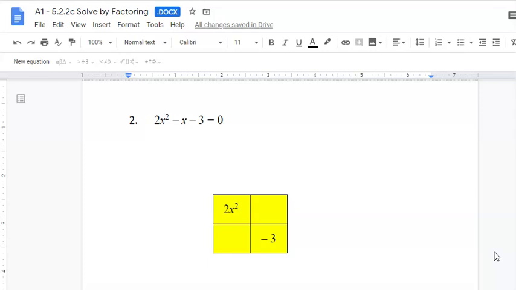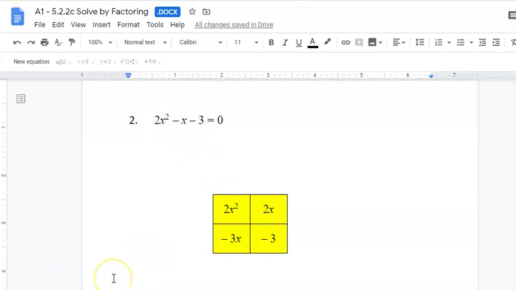The way that we do that is we choose two x terms that have the same product as the terms that are already here, which is negative 6x squared, but have a sum of negative 1x. There's only one option. The correct terms for the remaining corners of your box are negative 3x and positive 2x. That's because negative 3x times 2x is negative 6x squared, and negative 3x plus 2x is equal to negative 1x.